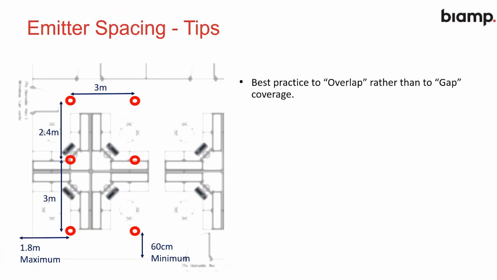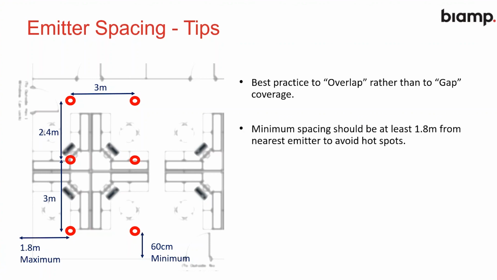Some good tips if we get an area where we cannot get the ideal grid in. We're always better to overlap rather than gap coverage. So in this instance, I'm showing where it should exactly be 3 meter spacing. So in this case, we're going to 2.4 above. The minimum spacing should be at least 1.8 meters to avoid hotspots. So we should never have emitters that are closer than 1.8 meters together.